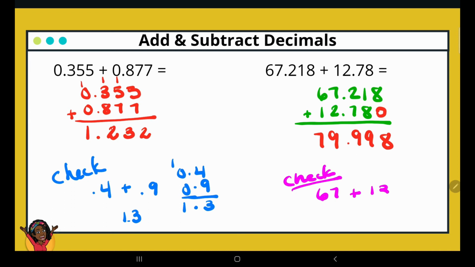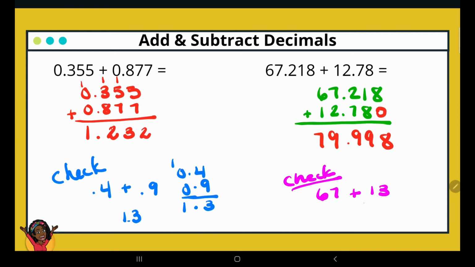So for those of you who may have forgotten how to round, right? If it's 5 or more, you add one more. If it's less than 5, you leave it the same. So here, because this is a 2, so it's less than 5, we leave 67 the same. Here, 5 or more, this is 7. 7 is greater than 5, so we add one more to the 12 and make it 13.